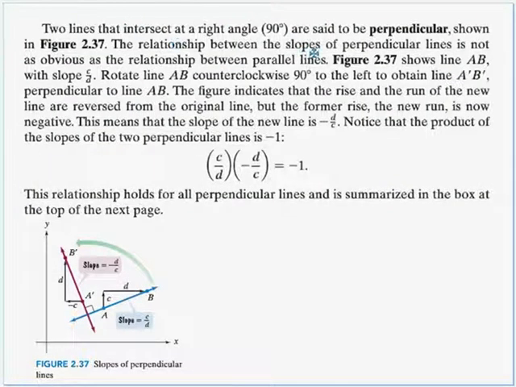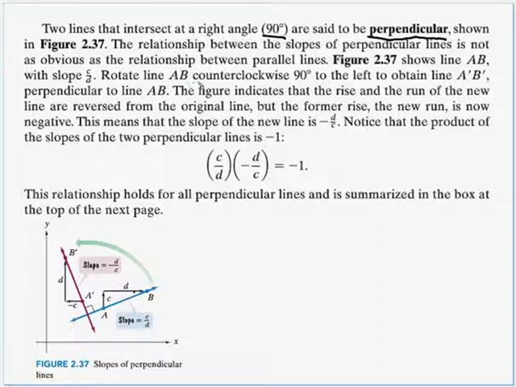Okay, two lines that intersect at a right angle, 90 degrees, are said to be perpendicular, shown here in figure 2.37. The relationship between the slopes of perpendicular lines is not as obvious as the relationship between parallel lines. The figure shows line AB, which has the slope c over d. So here the blue line is AB, and its slope, its rise and run, they're just using letters c over d. So that's our rise up c and our run to the right d.